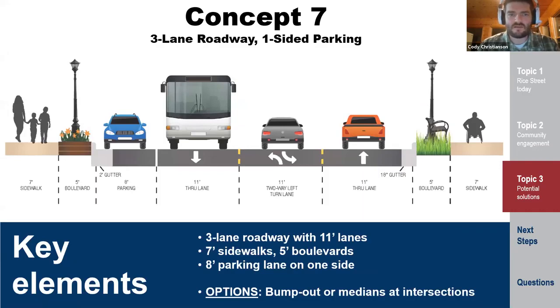And then this is our last concept here. This one has the 3-lane roadway along with parking on one side. And this one then has a sidewalk on each side of the road. And again, this one could have bump outs along intersections. As well, there could be medians at the intersections. And yeah, I think that covers it.